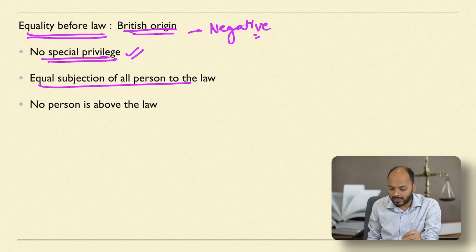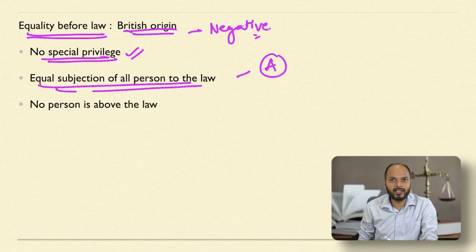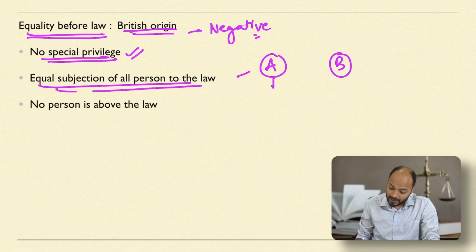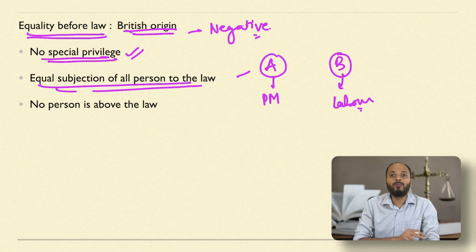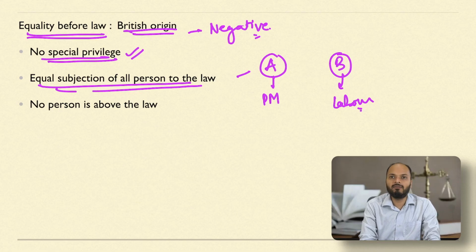Second is equal subjection of all persons to the law. Meaning, let's say a person A has committed a crime. The same crime has been committed by person B. Both of them will be punished with the same amount of, let's say, imprisonment. Let's say person A might be the prime minister, person B might be a common man, let's say a labourer, right? Even then, both of them will be given an equal amount of punishment under equality before law.